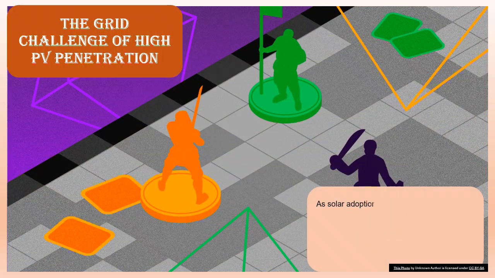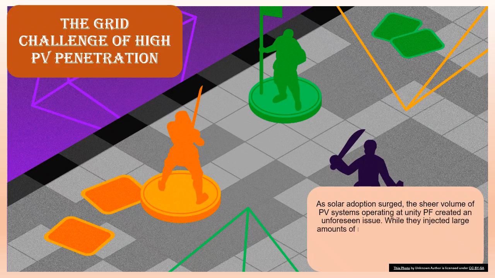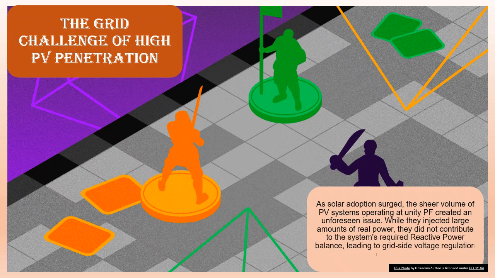The grid challenge of high PV penetration. As solar adoption surged, the sheer volume of PV systems operating at unity PF created an unforeseen issue. While they injected large amounts of real power, they did not contribute to the system's required reactive power balance, leading to grid-side voltage regulation challenges.